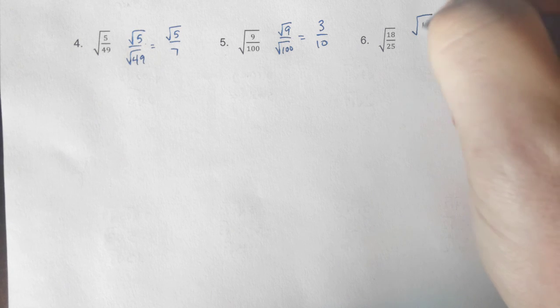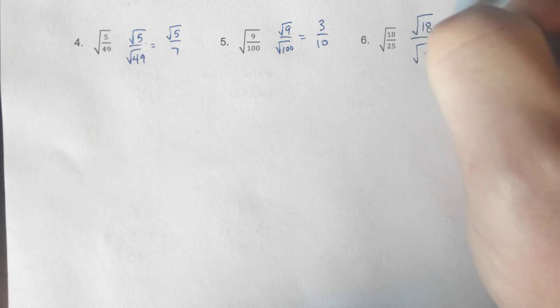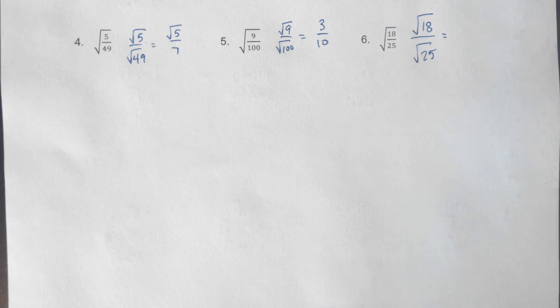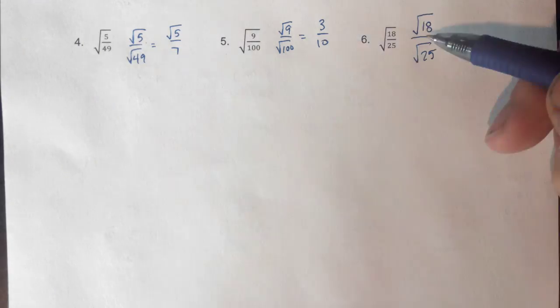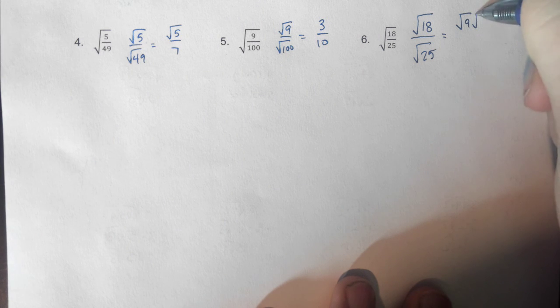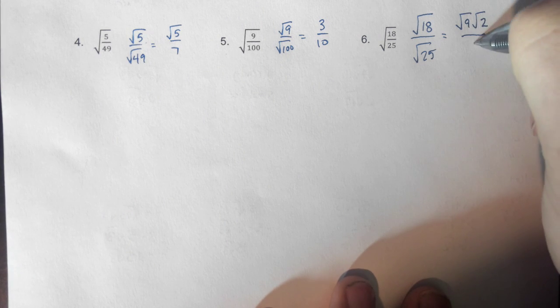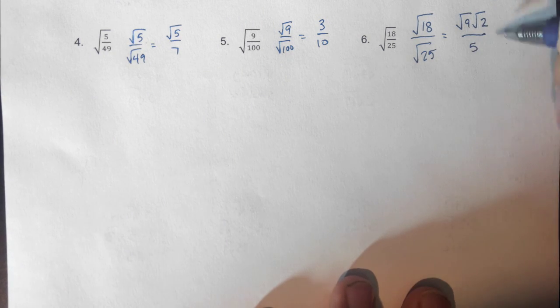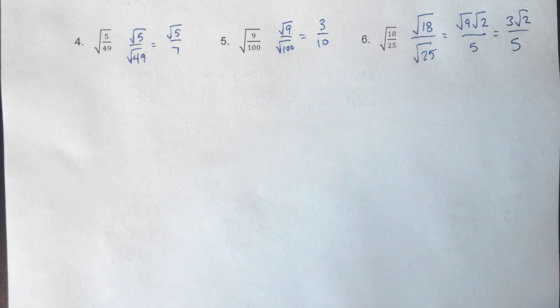On 6, you've got the square root of 18 on top, the square root of 25 on bottom. I look at that radical there, and it's divisible by 9, so it's 9 times 2. And that's 5 on bottom. Square root of 9 is 3. 3 square roots of 2 all over 5.